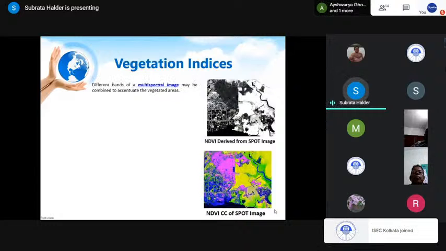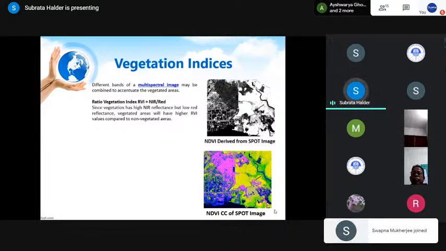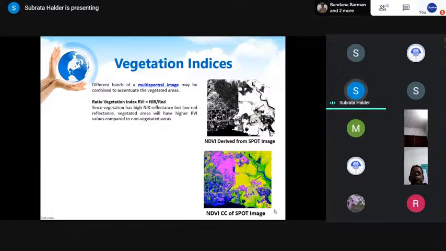Vegetation indices. Different bands of a multispectral image may be combined to accentuate the vegetated areas. Ratio vegetation index, that is RVI, is equal to near infrared divided by red. Since vegetation has high NIR reflectance but low red reflectance, vegetated areas will have higher RVI values compared to non-vegetated areas.